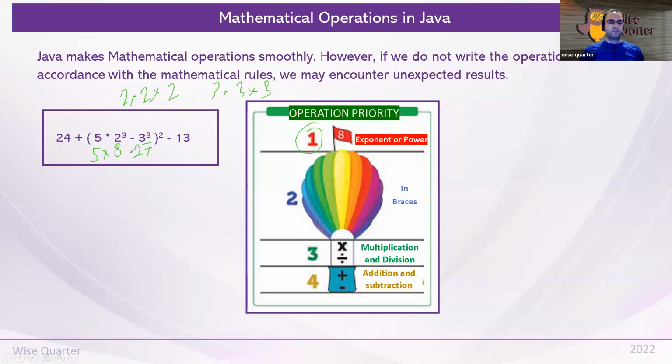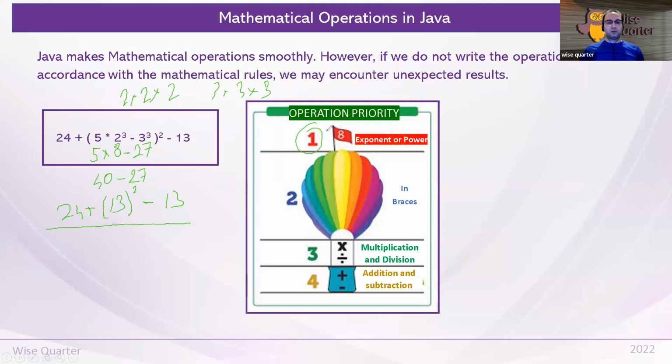There's another power here. But first, I need to calculate inside of the brackets. You know, inside of the brackets, there is a multiplication and a subtraction. If I check here, first, I need to calculate the multiplication. 5 × 8, it is 40, minus 27. It will be 13, I think. So we are still inside of the brackets. It is like this. Minus 13, 24 plus. Now our calculation is exactly like this.